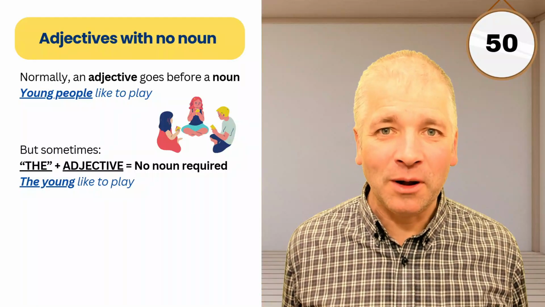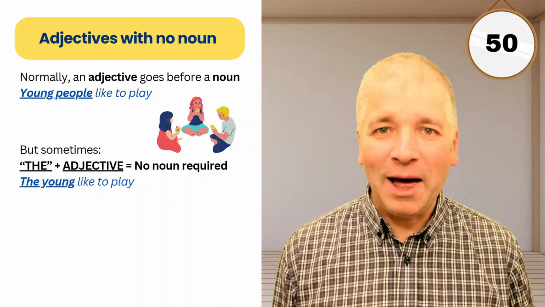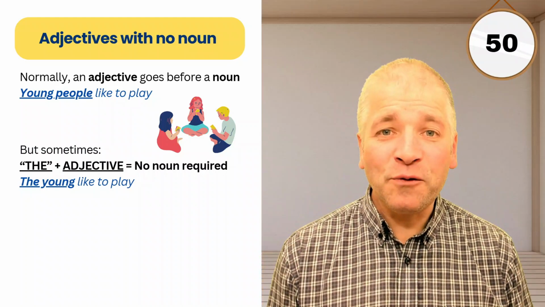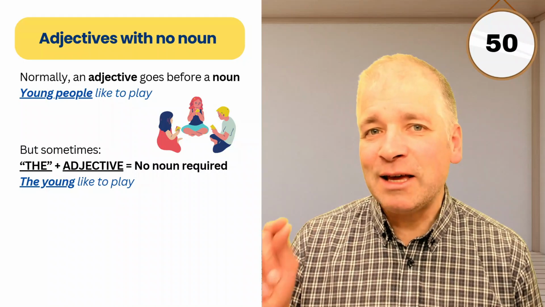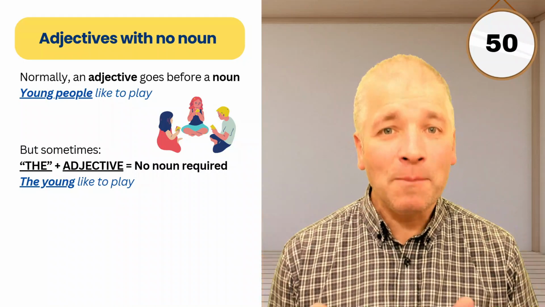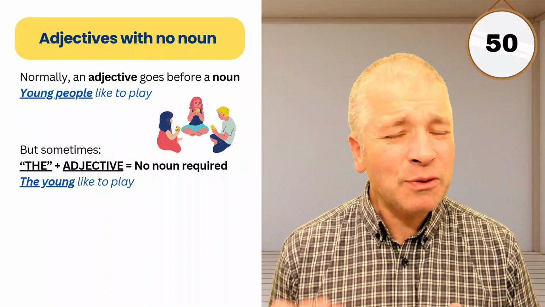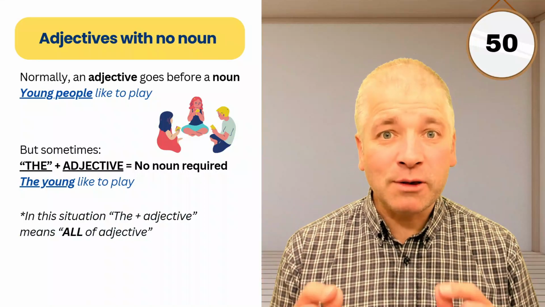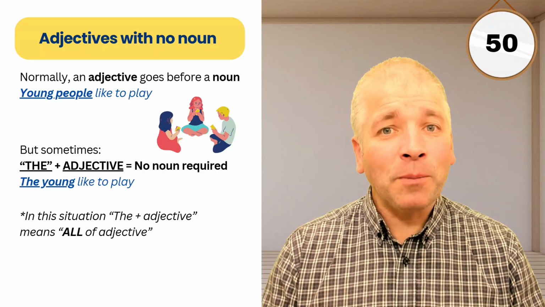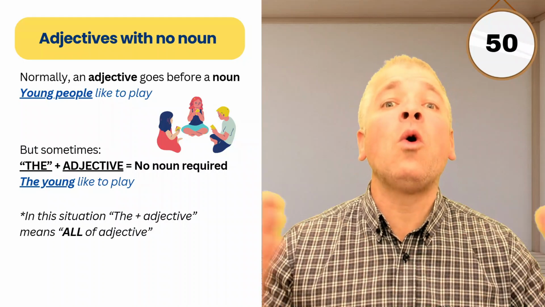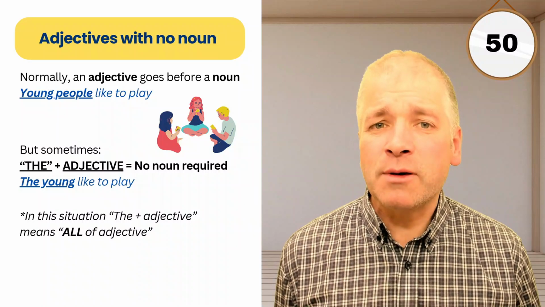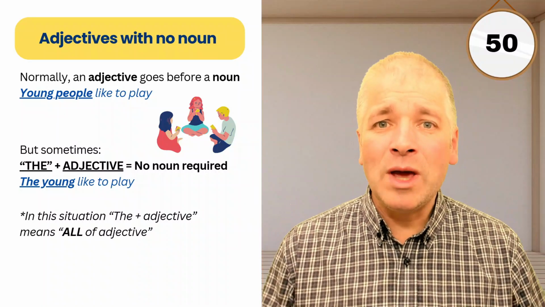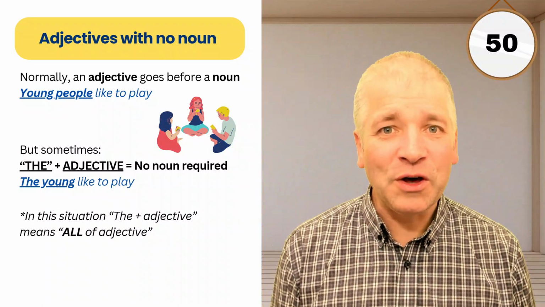For example, the young like to play. The young forms the subject and like is the verb. So the young becomes the noun. But young is the adjective. So what's happening here? In this situation, the followed by adjective means all of the adjective. So when we say the young, we mean all of the young.